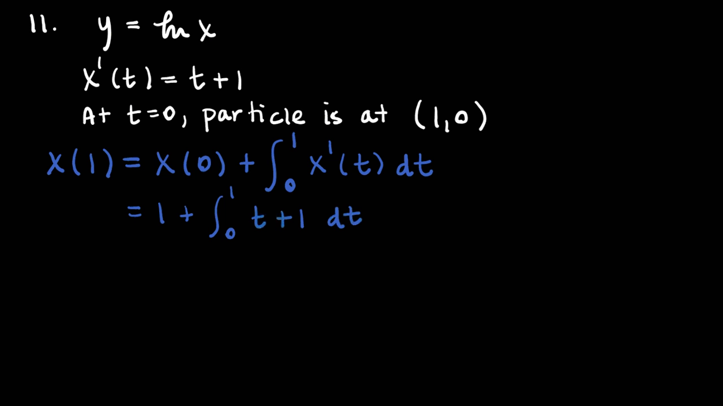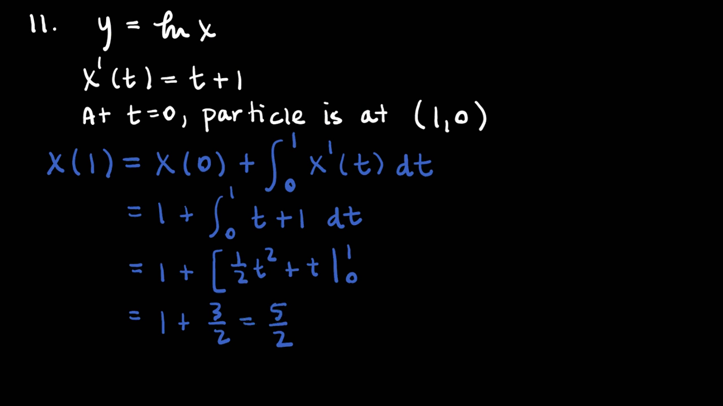Now, we could probably do this one with geometry, right? It would be like some kind of a trapezoid or something. But I think it's going to be easy enough that I'm just going to do it by hand. 1/2 t squared plus t as t runs from 0 to 1. So when t is 1, this will be 3/2, and when t is 0, it'll be 0. So that'll be 1 plus 3/2, which is equal to 5/2.